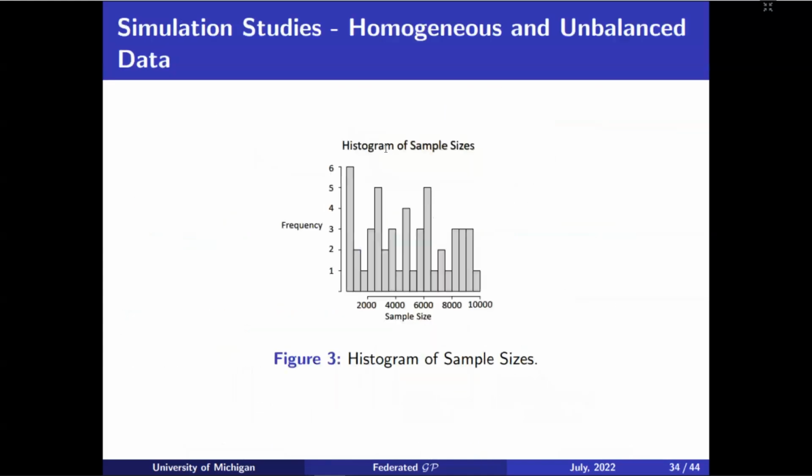And next, let me present a setting with the homogeneous data and also the unbalanced data. By unbalanced distribution, I mean on each device, we have a different sample size. And this histogram plots the distribution of the sample size for all the edge devices.